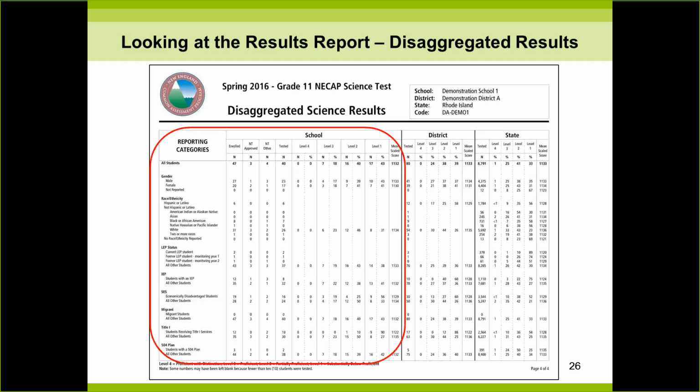On the next page of the results report are the disaggregated science results charts, which show test results by demographic groups. Like many of the other reports, these reports show the N counts of students as well as the percentages of students, and the results are displayed at the school, school district, and state levels.